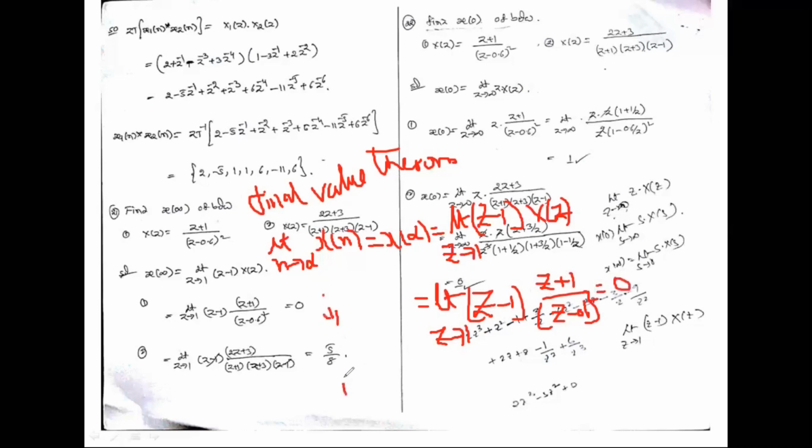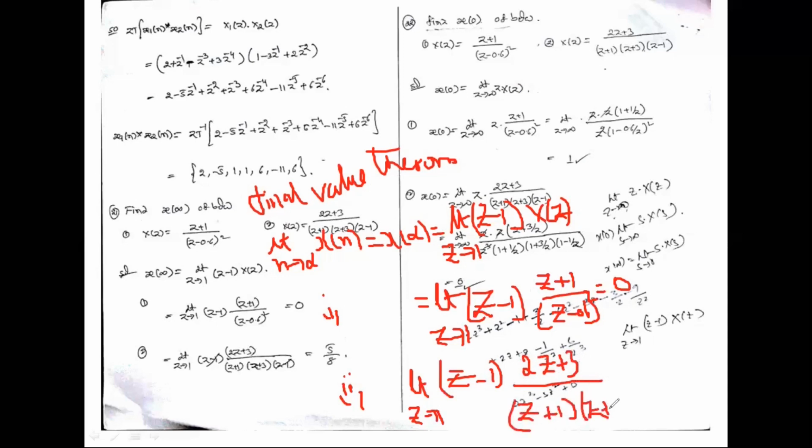That is the first example. For the second example, the limit as z tends to 1 of (z minus 1) x of z. Here x of z is given as (2z plus 3) by (z plus 1), (z plus 3) and (z minus 1). So we have the z minus 1 and z minus 1 cancelling. Substitute z is equal to 1. 2 plus 3 is 5, and in the denominator, substituting z is equal to 1, 2 into 4. That is 5 by 8. 5 by 8, my dear students.